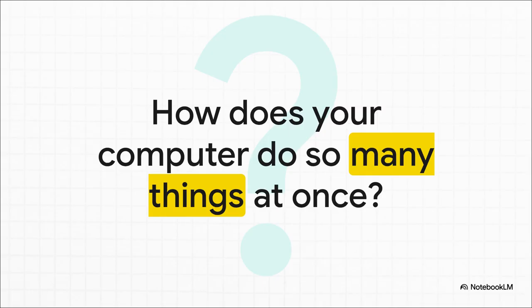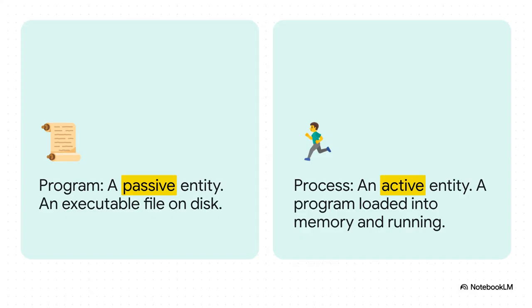Think about what your computer is doing right now. You might be writing an email, you've got music playing in the background, a notification just popped up. How on earth does it do all of that at the same time? It feels like magic, doesn't it? Well, it's not magic. It's just a very, very clever system. And the answer starts with understanding one really crucial difference, the difference between a program and a process.